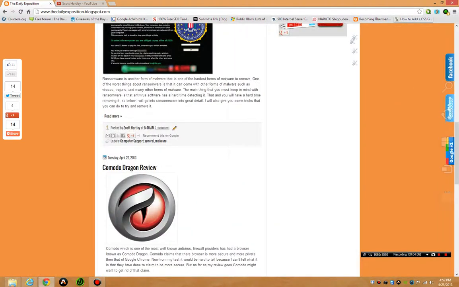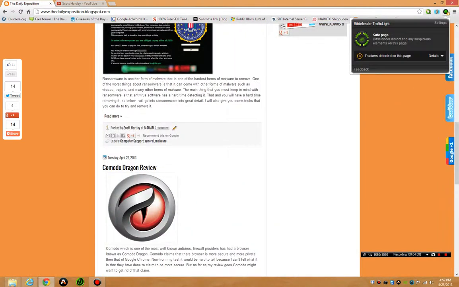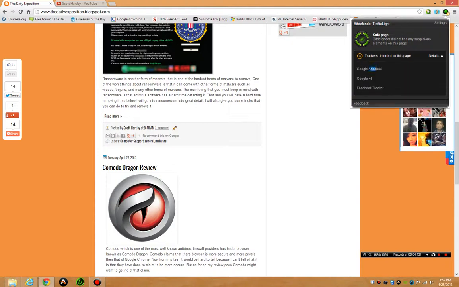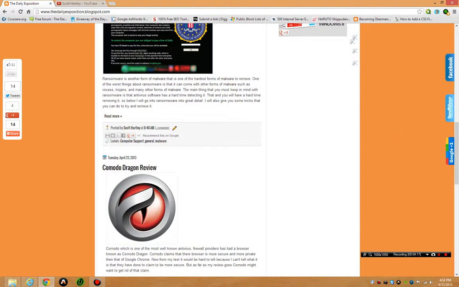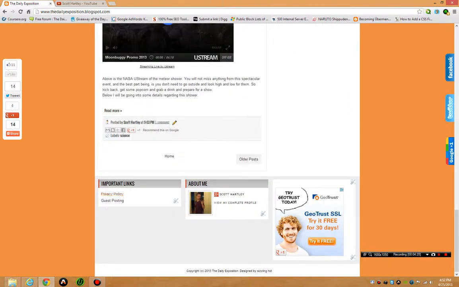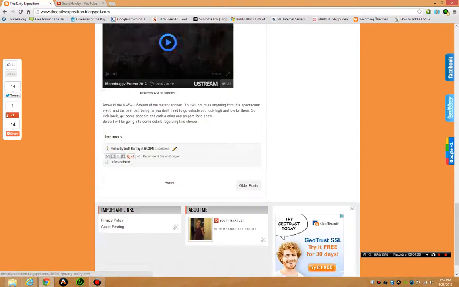And what's this thing? I got 3 trackers, it seems. Yes. These trackers are little cookies: Google AdSense, Google Plus one, and Facebook Tracker. Facebook Tracker is from Facebook, Google Plus is from Google Plus, obviously, and the AdSense is from Google AdSense. All safe trackers, easily cleaned by wiping your cookies. And in case you don't know, my privacy policy is down here.